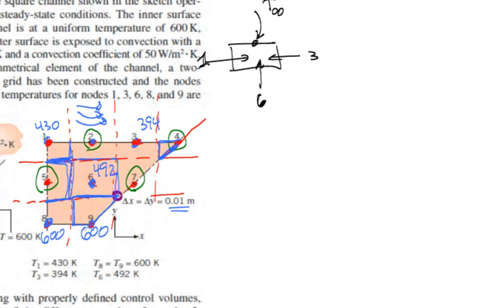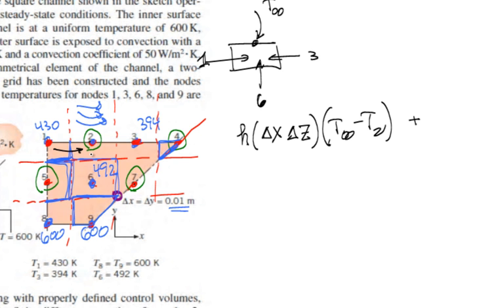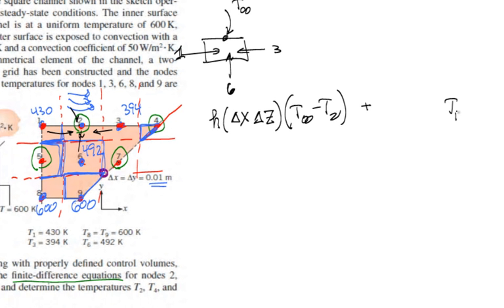So let's go ahead and write it. How much comes in from T infinity? Won't it be h times that area? Is the area delta x times delta z? And then T infinity minus T2. Is that what's flowing in from the convection into node 2? Yeah. And then we're going to have flowing in from node 1 something where it's T1 minus T2.